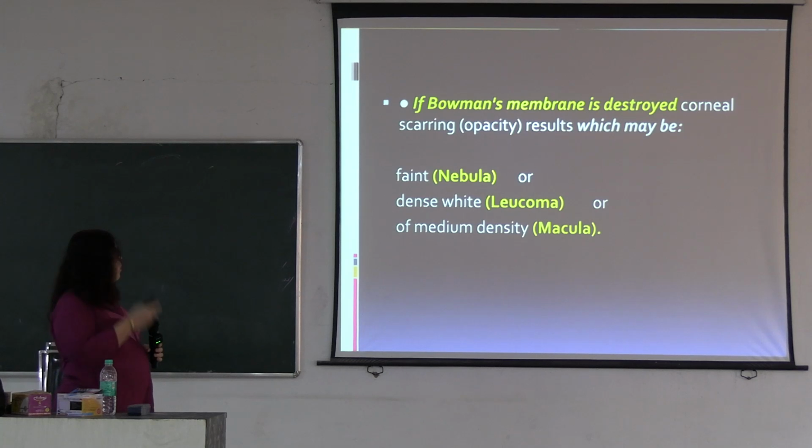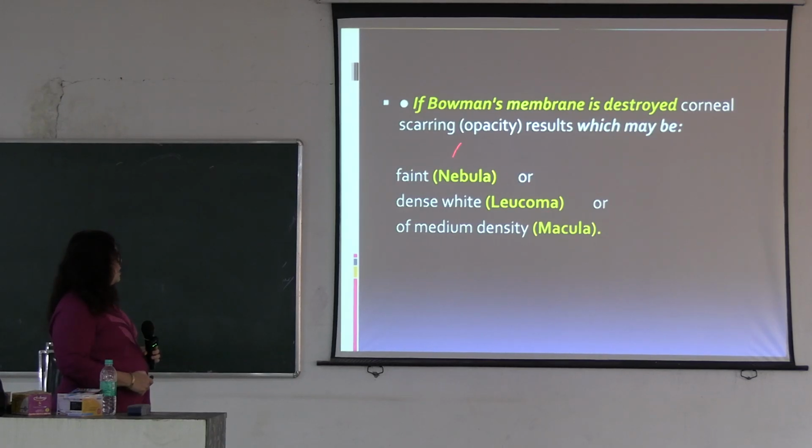Then Bowman's membrane. If Bowman's membrane is destroyed, then corneal opacity occurs, and if only the epithelium is destroyed, it heals without scarring. But if Bowman's membrane is involved, opacity occurs, and this opacity may depend upon the depth of the involvement. So it is divided into three groups.